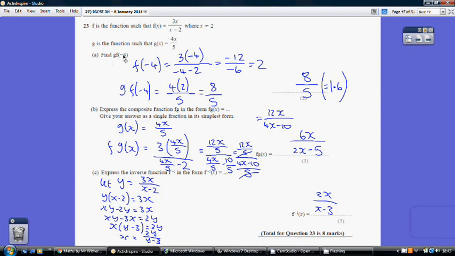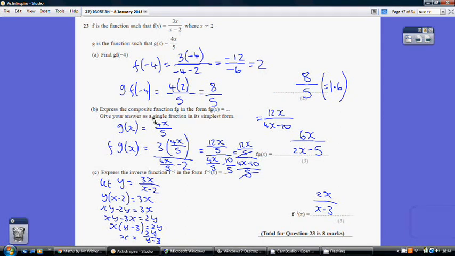So popping -4 into the F machine, we get 3 lots of -4 divided by -4 minus 2. So that's -12 over -6, which is 2. We now take this output of 2 and pop that into the G machine. So 4 lots of 2, which is 8, divided by 5. So 8/5, or 1.6.